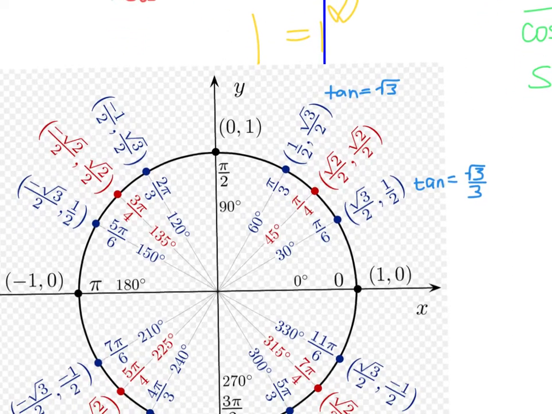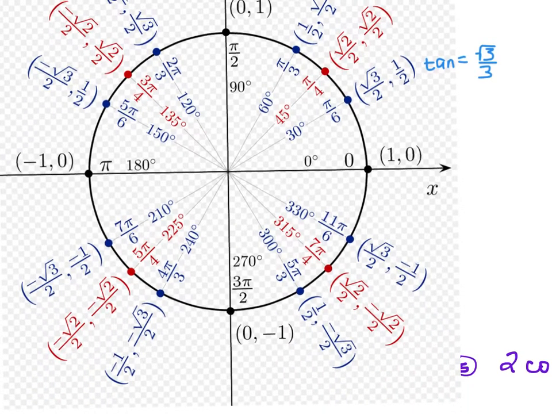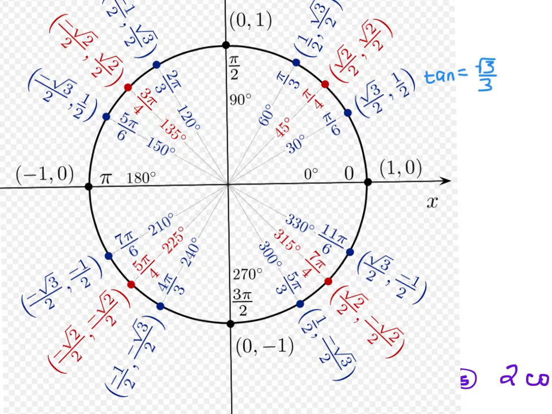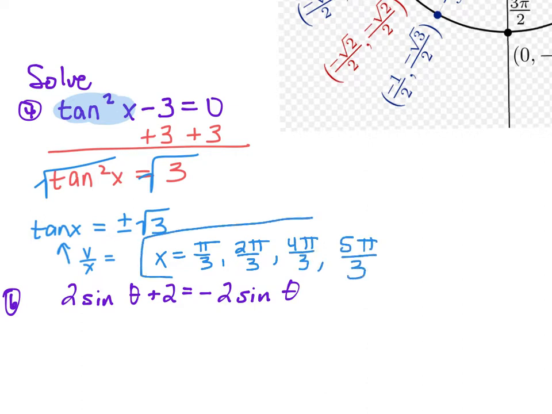So I'm going to look all in the unit circle where my ordered pair is 1/2, comma, root 3 over 2. So that's going to be at pi over 3, 2 pi over 3, 4 pi over 3, and 5 pi over 3. So my answers would be x equals pi over 3, 2 pi over 3, 4 pi over 3, and 5 pi over 3. And we would circle or box or whatever all of those answers.